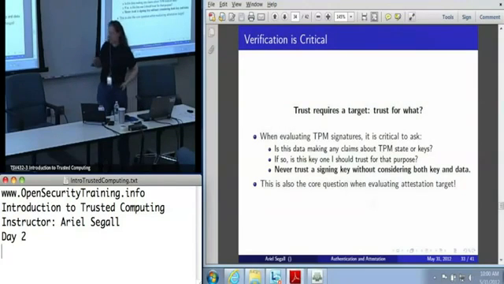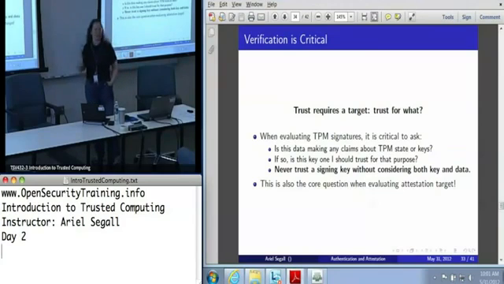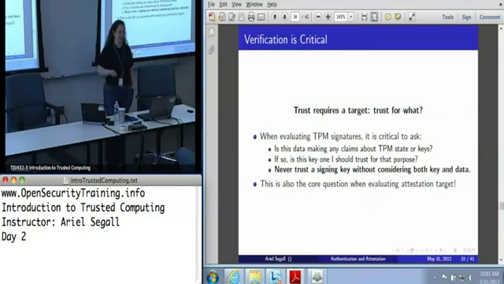So, this is starting to get into the point I was making last slide. Verification matters. It's one thing to say we trust something, but what do we trust it for? Whenever you're looking at a TPM signature, you need to check and say, is this data supposedly claiming something about TPM state or keys or other kind of secure TPM-held information? If so, is this actually a key I ought to believe when it's making claims about TPM state? I should never trust a signing key to make claims about the TPM. I should never trust a signing key that is migratable to make claims about machine authentication.